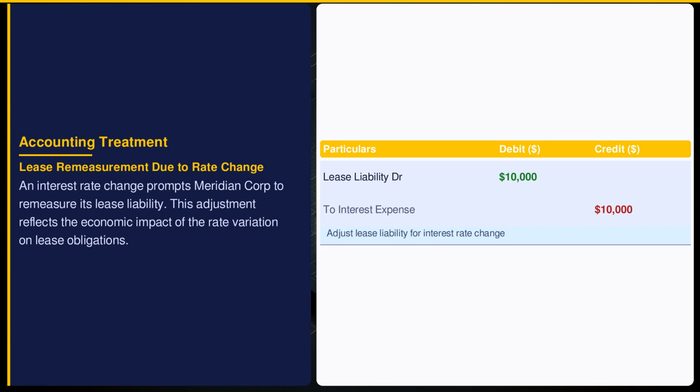Remeasurement of the lease liability due to interest rate fluctuations ensures financial statements accurately portray the lease's economic impact. For Meridian, such adjustments protect against misstatements, maintaining financial integrity and alignment with Indian Accounting Standard 16's principles.